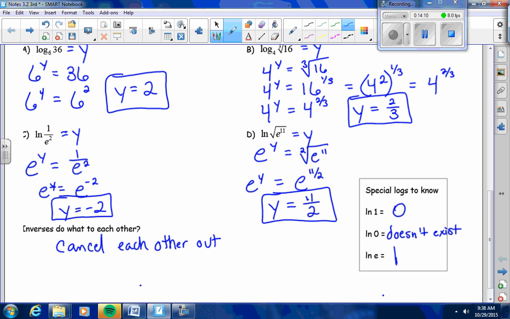Think about x squared and square root of x. What happens when you do the square root of x squared? They cancel out and you're left with x. Or if you do the square root of x, quantity squared, they cancel, you're left with x. Same thing with the cube root of x and x cubed. They cancel each other out. That is the same thing with natural log and e. That's the same thing with the logarithm log base b of x equals y and exponential form b to the y equals x. They undo each other.